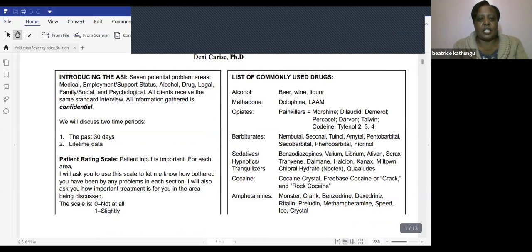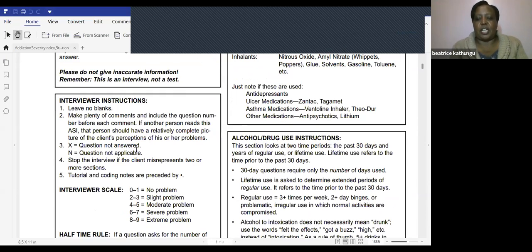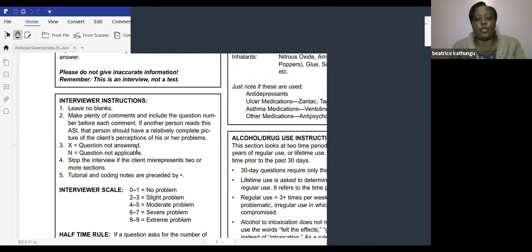Then below that, you can see it gives you instructions as an interviewer. It tells you the things Moses has told us. For example, don't leave any blanks, make plenty of comments, and you can see when you open your first page of your ASI where you begin the general information, you will see there are lots of spaces provided for you to make notes. You're encouraged to make notes. Then, of course, you've been told if a question isn't answered, put an X. If it's not applicable, put N. And you've also been told if the client misrepresents 2 or more sections, please stop the interview.